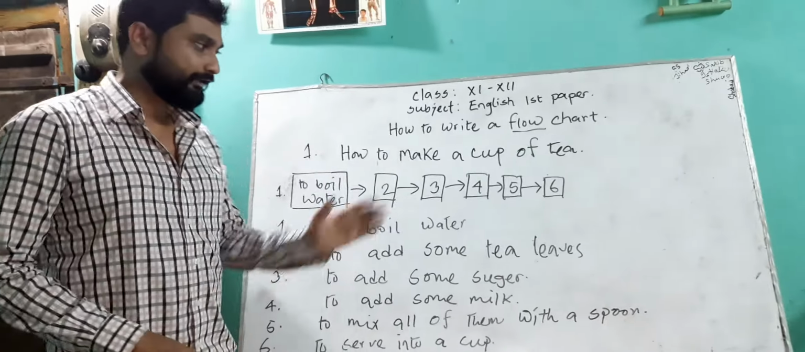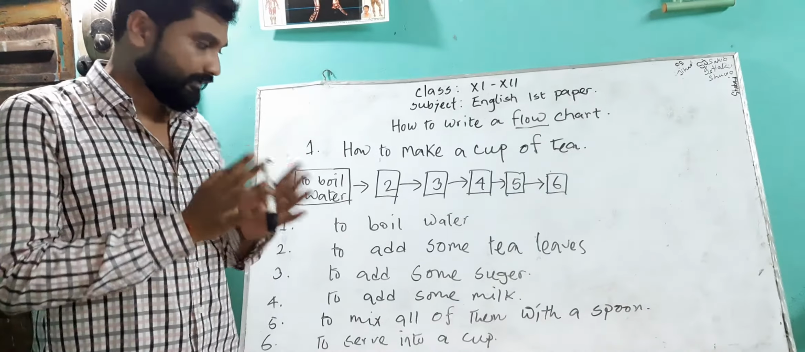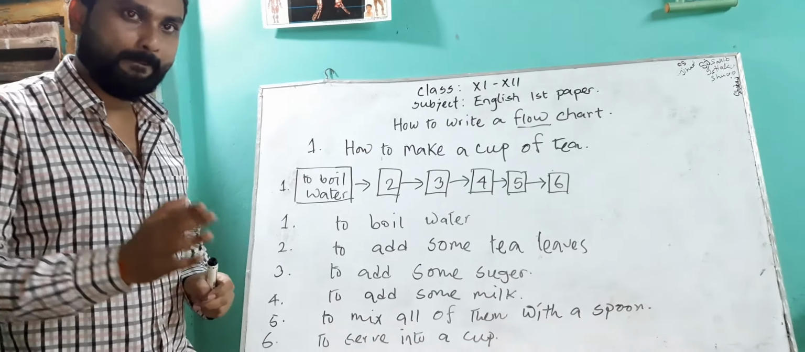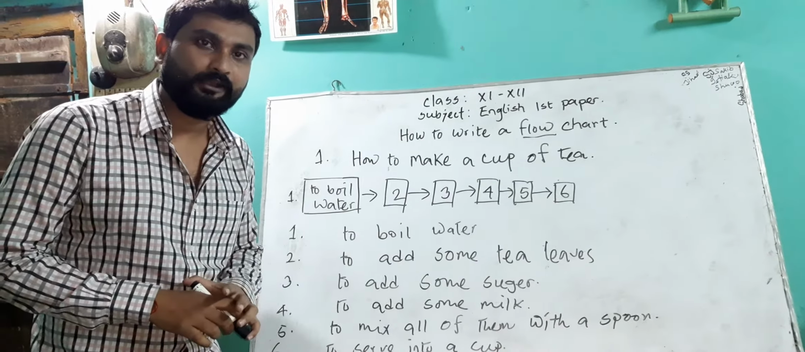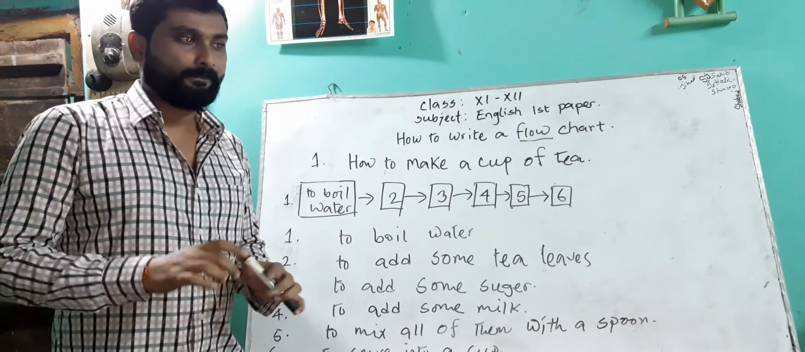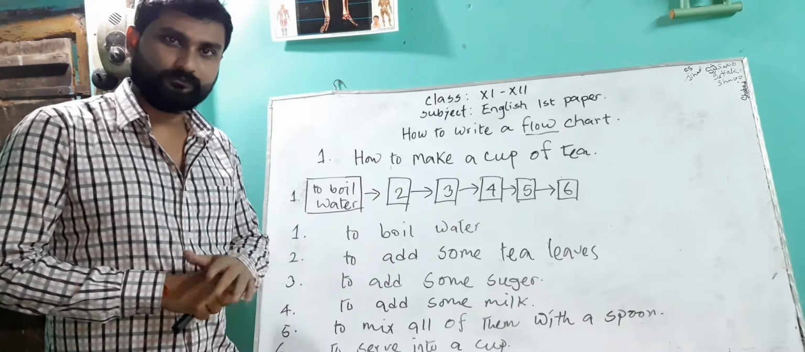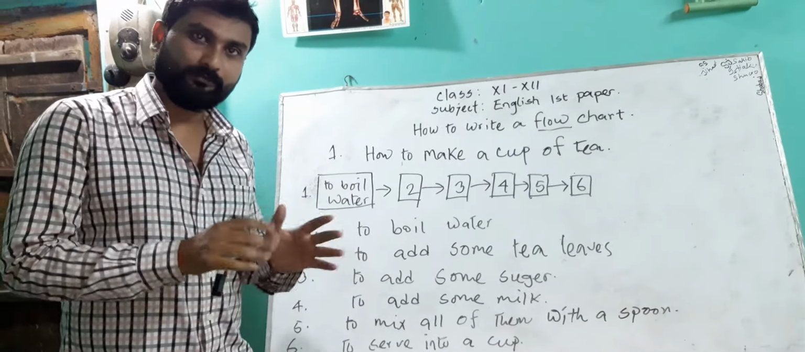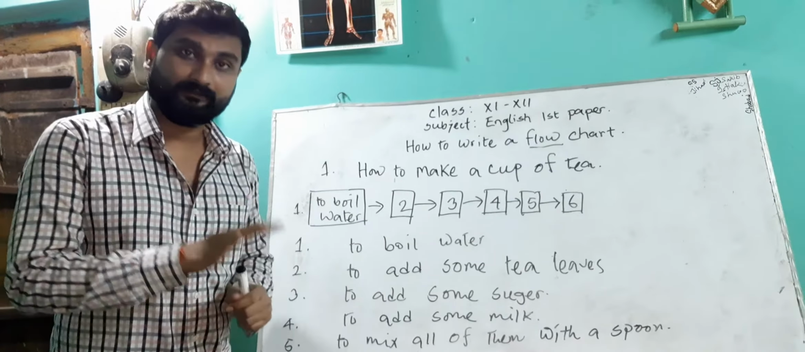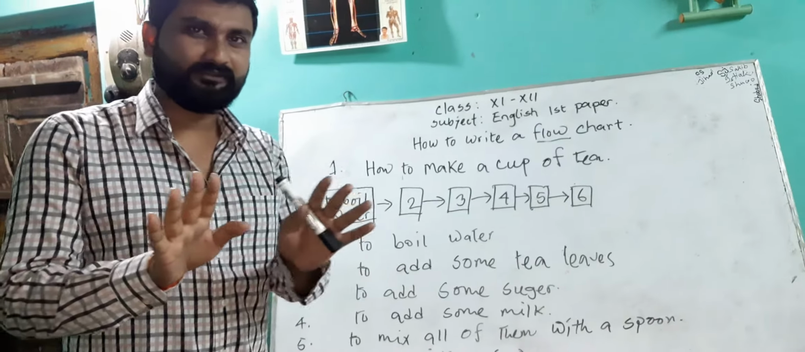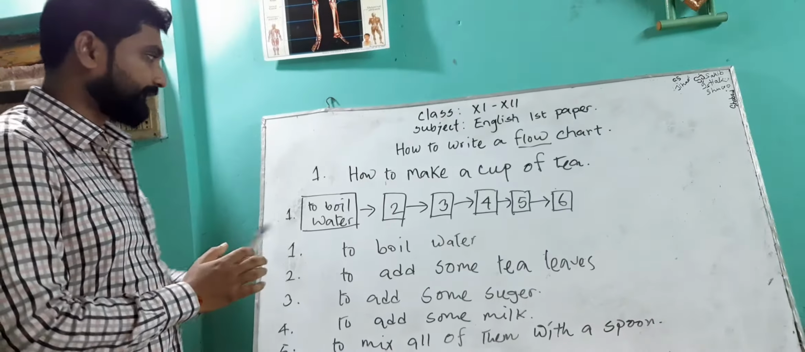So students, here I just give an example to make you understand what a flow chart is. There are lots of passages. Suppose there is a passage, how to make a cup of tea. The passage would be like: tea is a popular drink around the world. To make a cup of tea is not so difficult. To make a cup of tea, there are some steps. Firstly, you should boil water. Suppose the passage is like that. So the question would be of such a type.